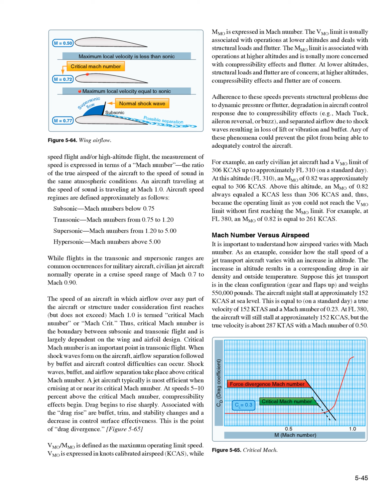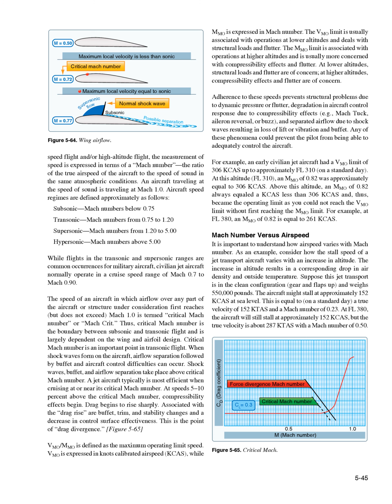Aircraft speed regimes are defined approximately as follows: subsonic, Mach numbers below 0.75; transonic, Mach numbers from 0.75 to 1.20; supersonic, Mach numbers from 1.20 to 5.00; hypersonic, Mach numbers above 5.00. While flights in the transonic and supersonic ranges are common occurrences for military aircraft, civilian jet aircraft normally operate in a cruise speed range of Mach 0.7 to Mach 0.90.